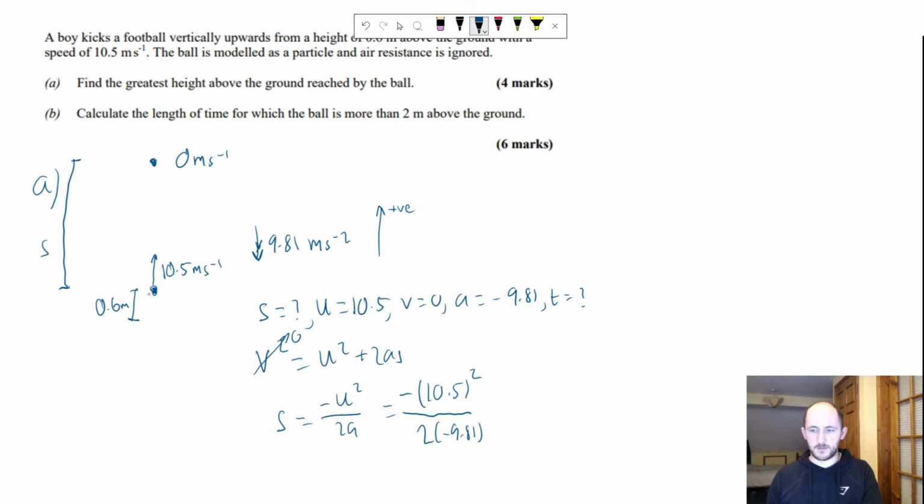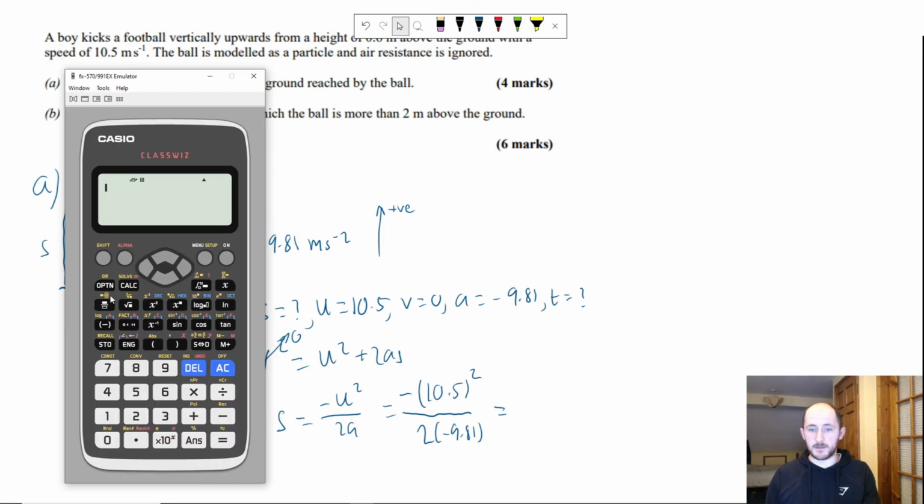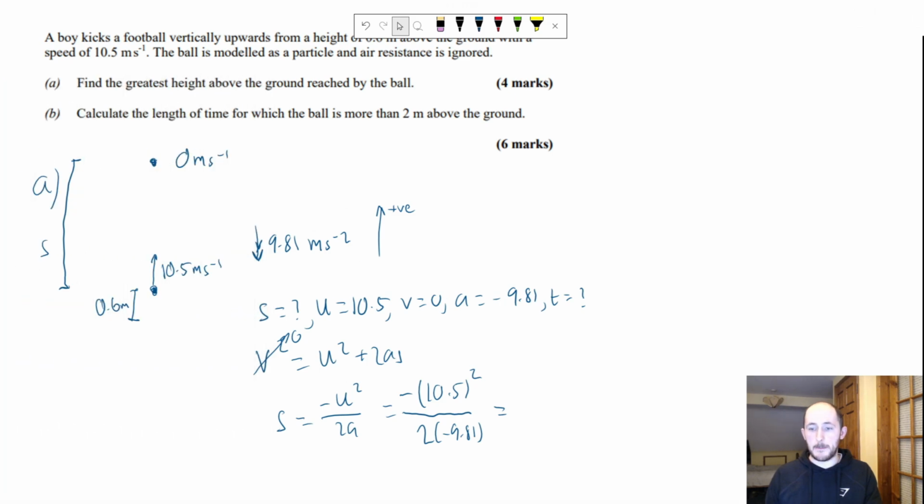If you notice, the negatives will cancel, which is exactly what we expect, because we expect a positive displacement. We have negative, open bracket, 10.5 squared over 2 times negative 9.81. Yep, that gives us a value of 5.62 meters. Now again, that's not our answer. That would give us 3 out of 4 marks.